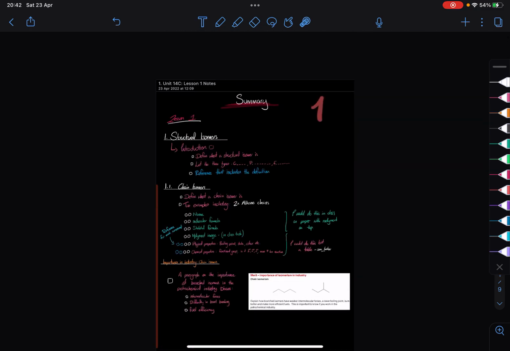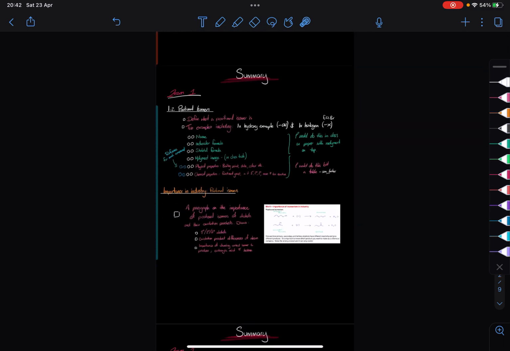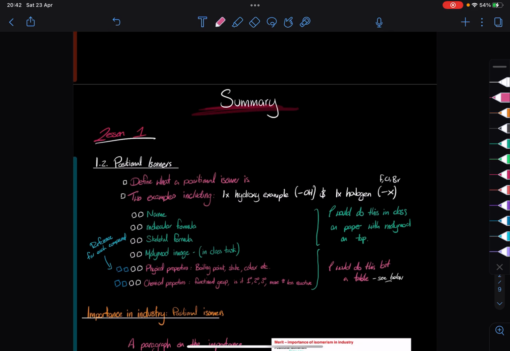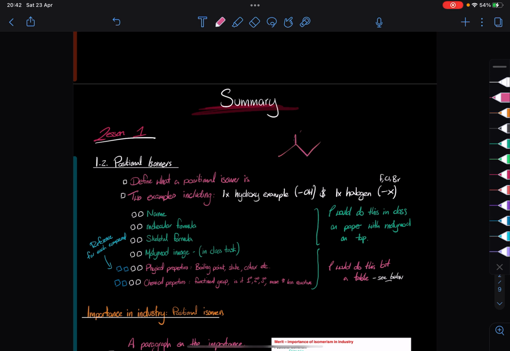isomers. To give you some more information on that, the positional isomers we're going to look at is one hydroxy example, so one alcohol example, and one halogen example. And to give you a brief idea while I've got you, 1, 2, 3, 4. Here is a secondary alcohol. There we go. Here's my secondary alcohol. And 1, 2, 3, 4. Here is my primary alcohol. So that's primary, and that is secondary.